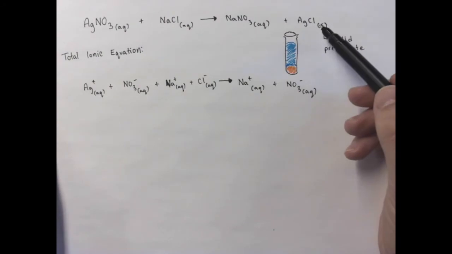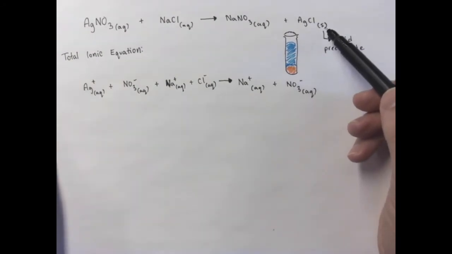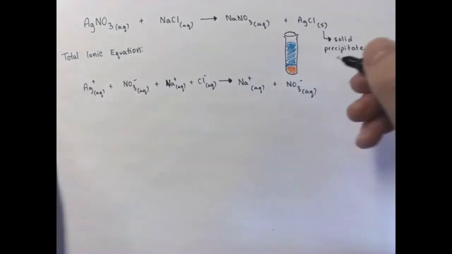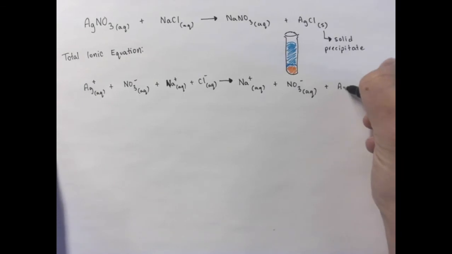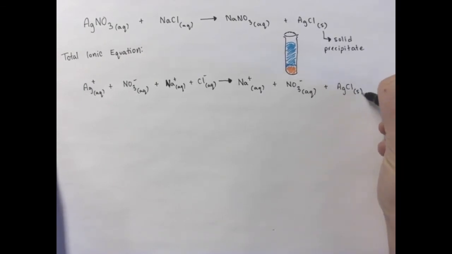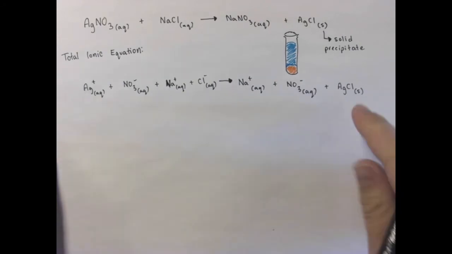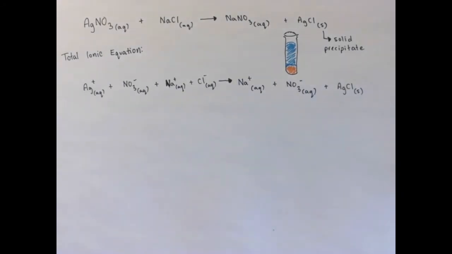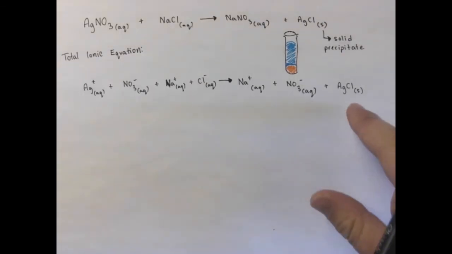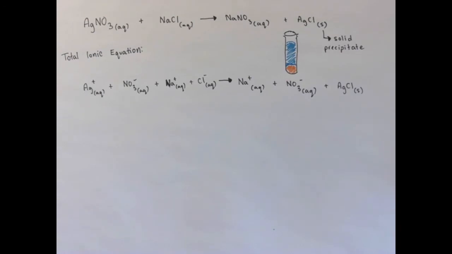Now, silver chloride is in the solid state. That means it's not dissolved in water, and that means it is not a collection of its ions. So that means I have to keep silver chloride written as being in the solid state, and it's not written as its ions, its dissociated ions. All right, so here I've got a total ionic equation. It's showing everything that's in the aqueous state as a collection of its cations and anions dissolved in water, and I've got the precipitate in the solid state.